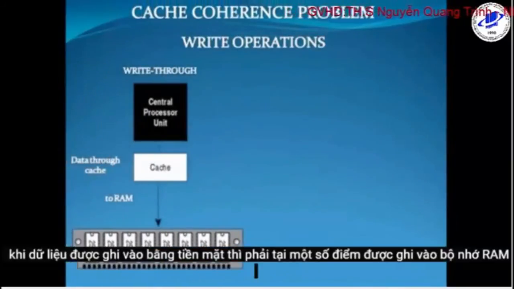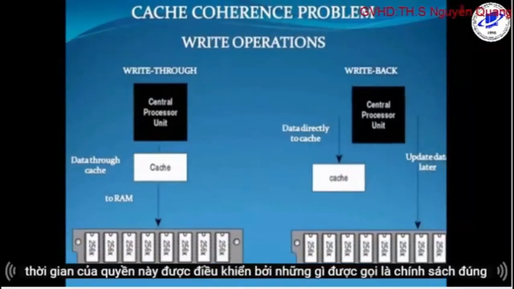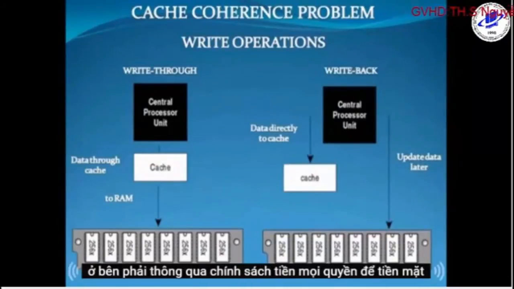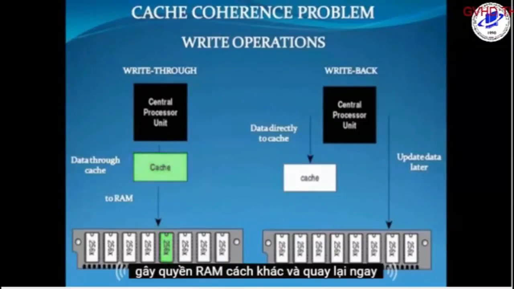When data is written to the cache, it must at some point be written to the RAM as well. The timing of this write is controlled by what is known as the write policy. In a write-through cache policy, every write to the cache causes a write to the RAM.